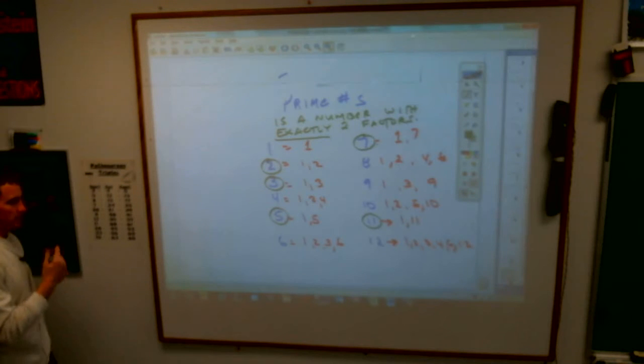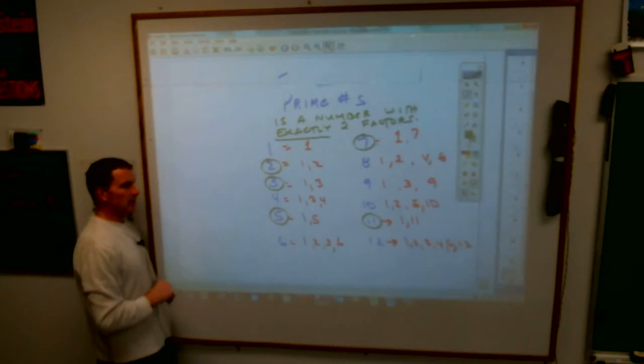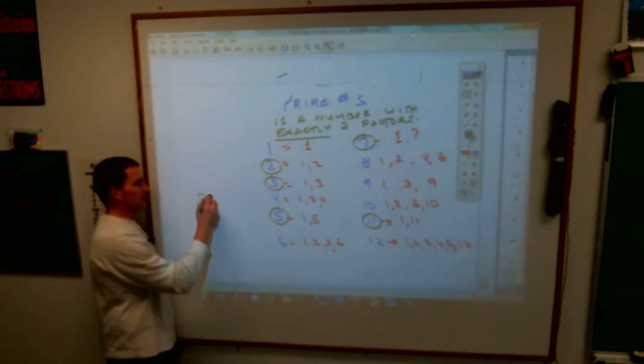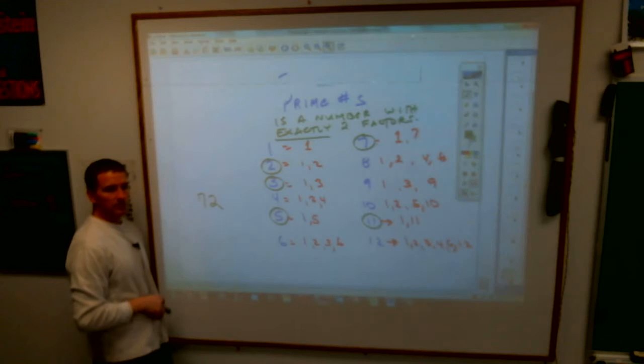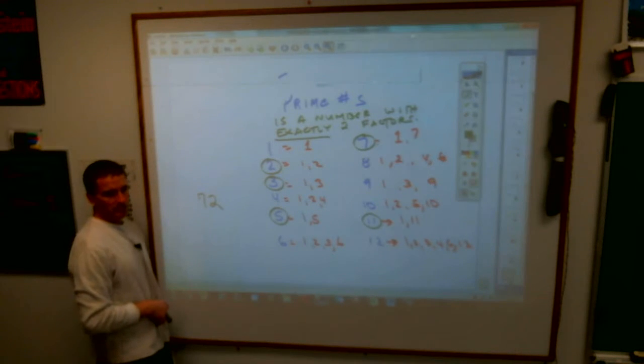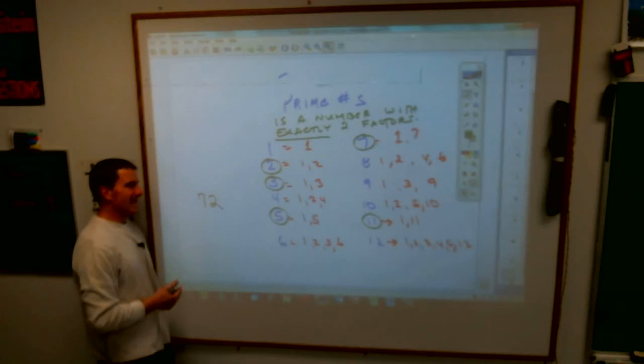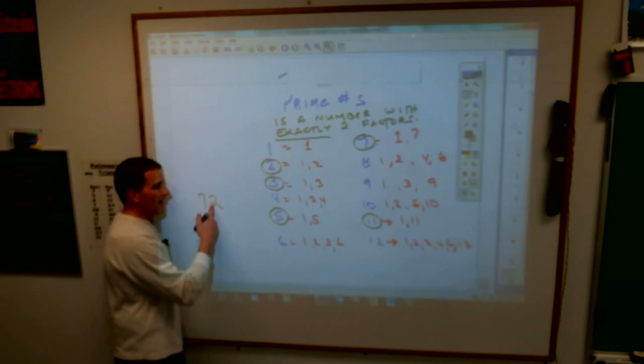Now, there are some little clues here. If I asked you if 72 is a prime number, would you say yes or no? How would you know right off the bat that 72 is not a prime number? How do you know for sure? Well, you could tell me because you know something times something gives you 72. Matt? It's an even number. Exactly.